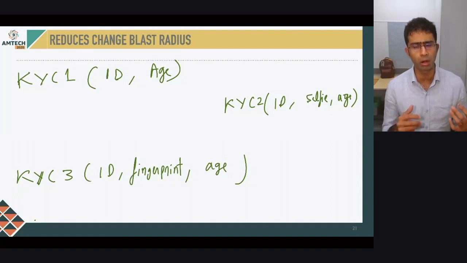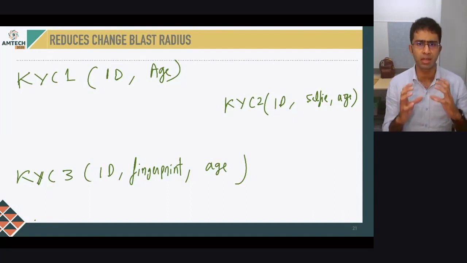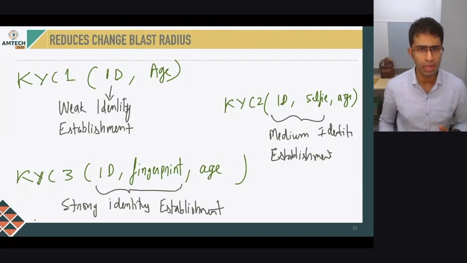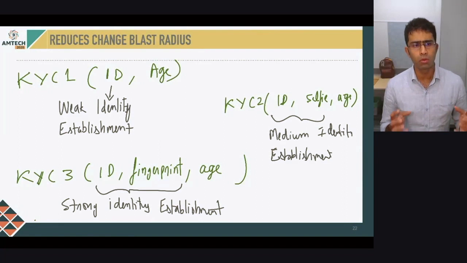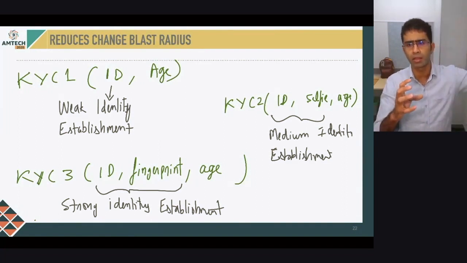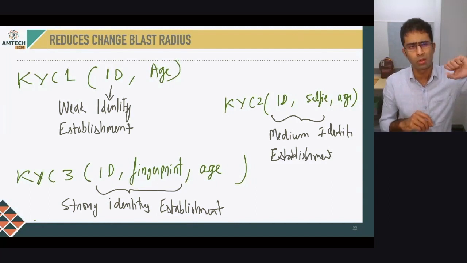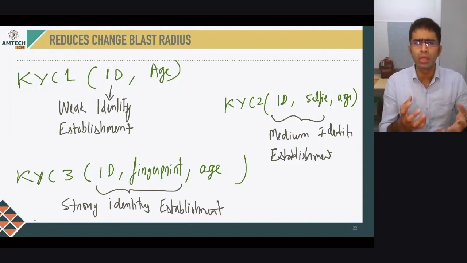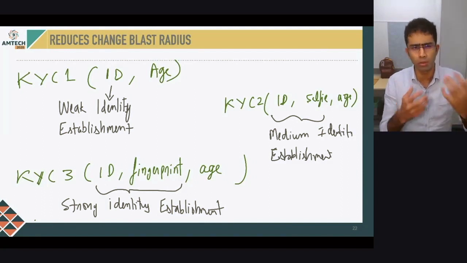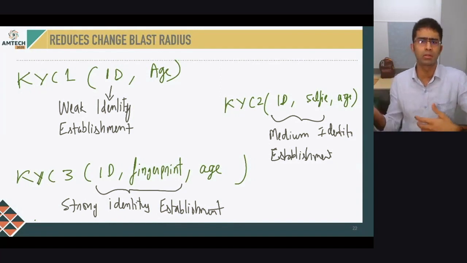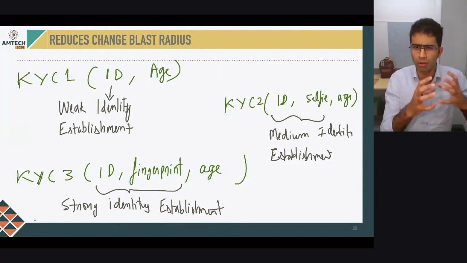And in the earlier case, if you did not have a mental model, you'd start adding components for this, right? But now let's see how our identity establishment mental model helps. You now know that identity establishment is about connecting the online user to the real world user. So if you're just collecting ID in KYC 1, it becomes a weak identity establishment. It's not very strong because it's possible that the user could have given someone else's ID.